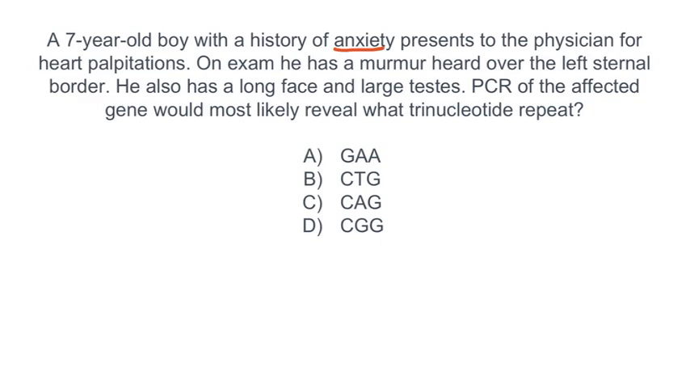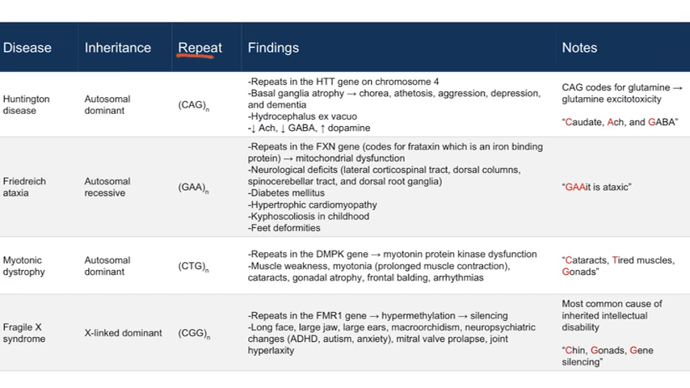So this boy has anxiety, a cardiac murmur, a long face, and large testes. Hopefully you remembered that these findings are consistent with Fragile X syndrome. Fragile X syndrome is caused by CGG repeats, so the answer is D. From the table, you can see the repeats right here, as well as the mnemonics over here. Hopefully you remembered the mnemonic chin, gonads, and gene silencing. As we can see, this corresponds with the repeat CGG.